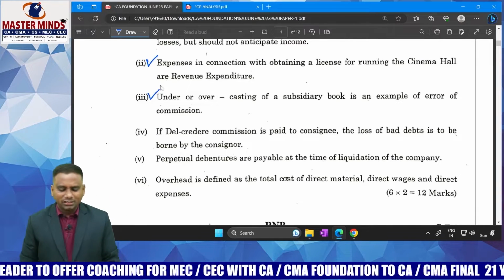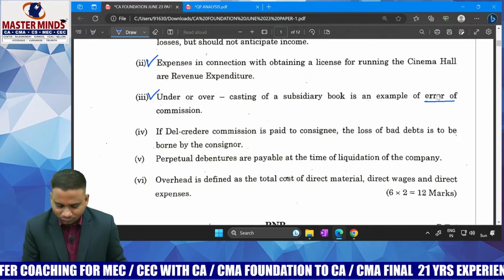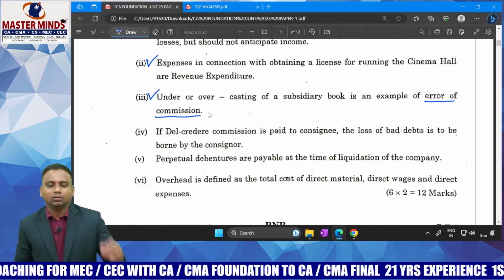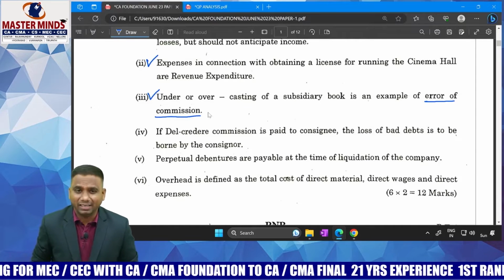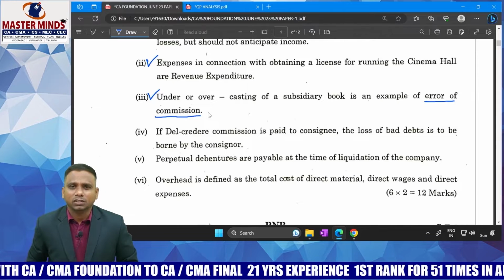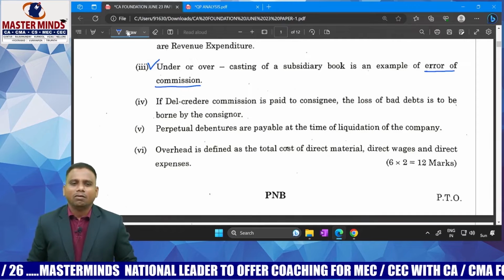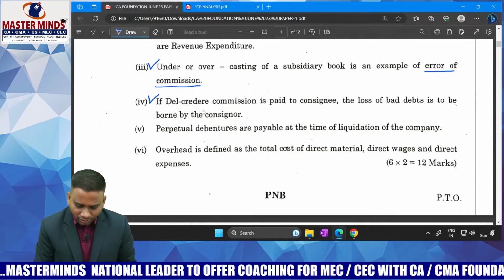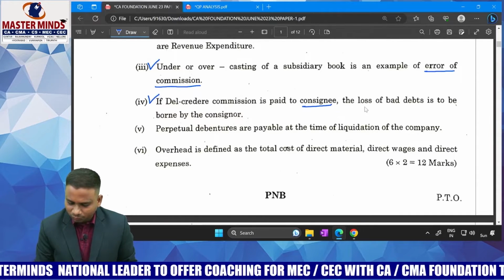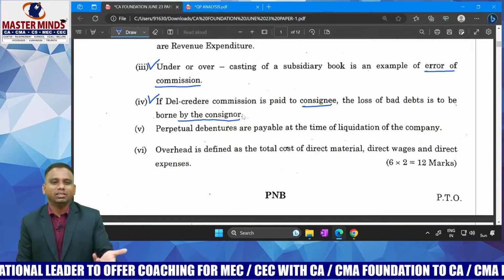Next, the third one: under or overcasting of a subsidiary book is an example of error of commission. See, this is the only question from rectification of errors, true or false. But separately, we didn't get a question from rectification of errors. Yes or no? Error of commission. Our next question: if del credere commission is paid to the consignee, the loss of bad debt is to be borne by the consignor. This statement is false. Why?